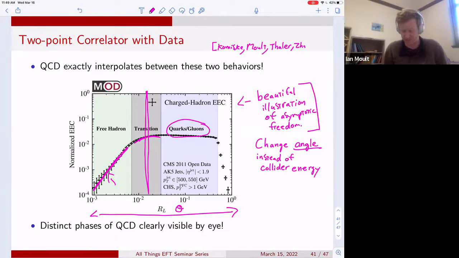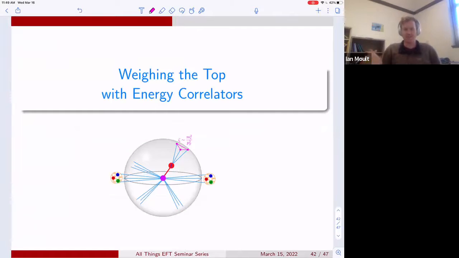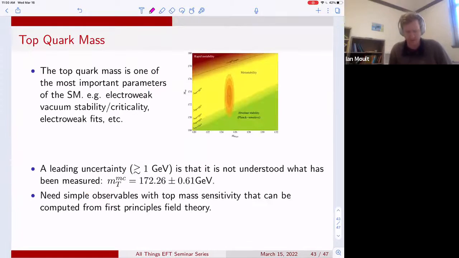And so in the last couple minutes, I don't want to go over, I'll just very briefly mention how one can extend this beyond just massless quarks and gluons to use it to probe the appearance of other particles, for example, the top quark appearing inside jets. The top quark is, of course, one of the most important parameters of the standard model. It determines electroweak vacuum stability, electroweak fits, etc.